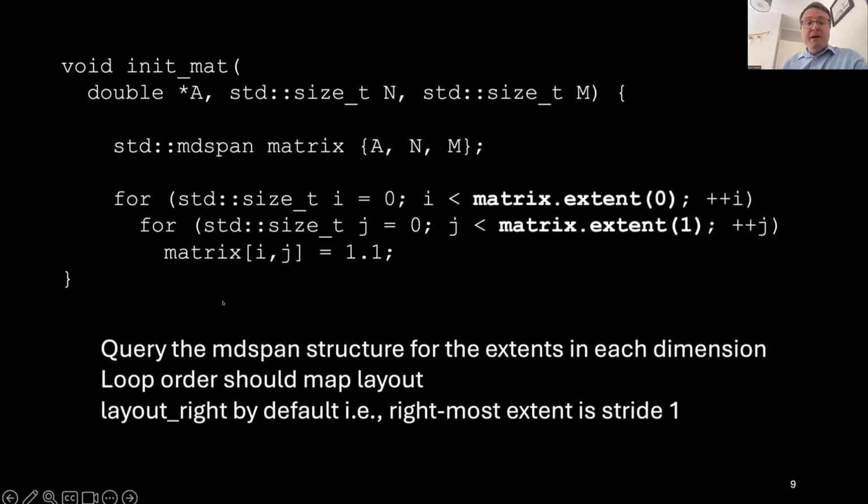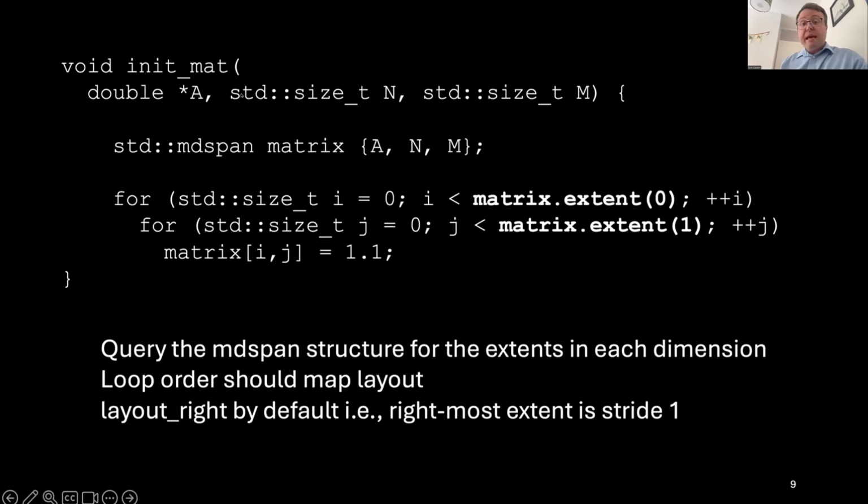I can then loop over the mdspan just as I would in a two-dimensional loop, so tightly nested loops. I can query the mdspan for the extent in each dimension, so in the 0th dimension or in the first dimension. It matches the ordering that it was when it was constructed.